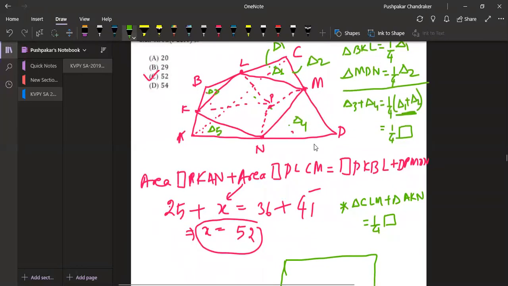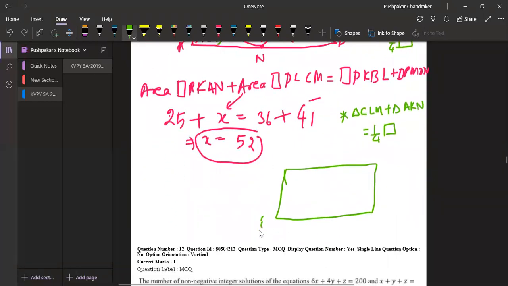Okay, what are the sides? Let me write. K, L, M, N, and here is our P. Okay, now join here also. Now what we'll do? We'll draw a perpendicular from this side to this side.